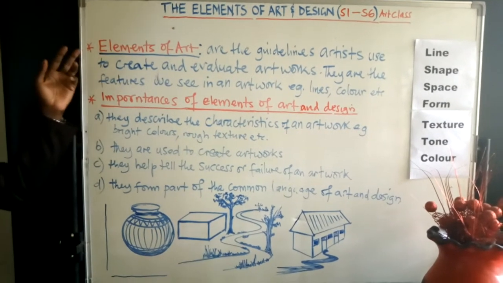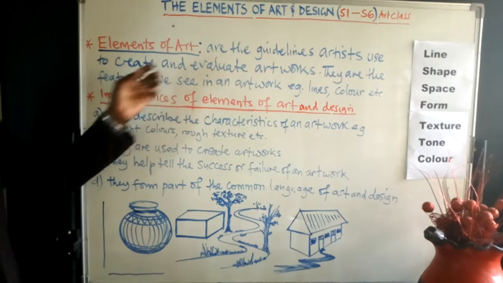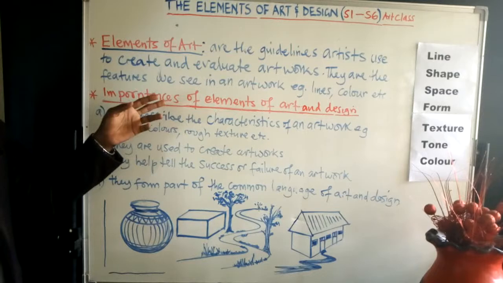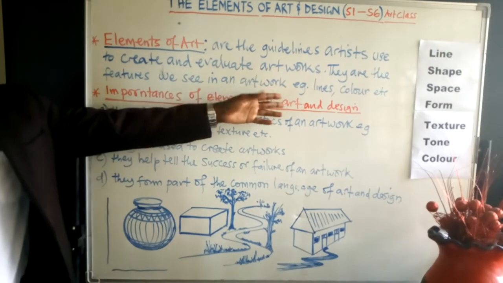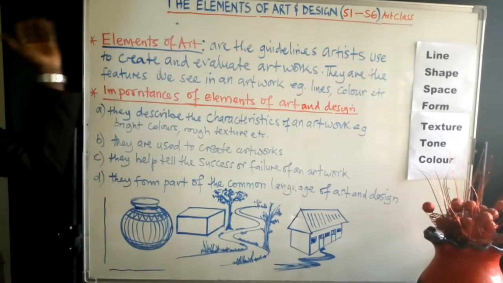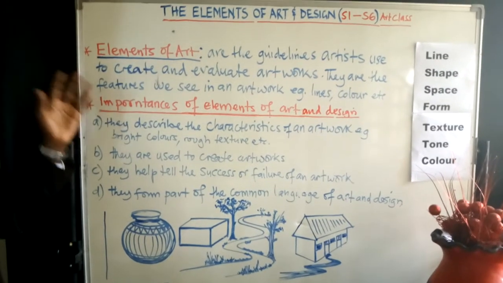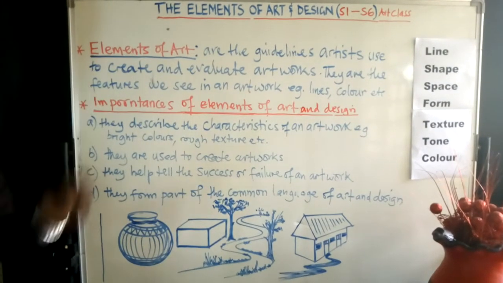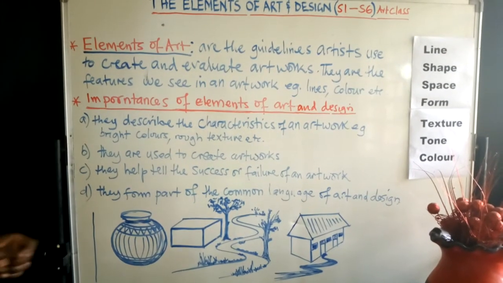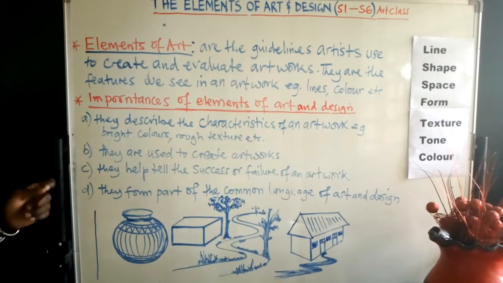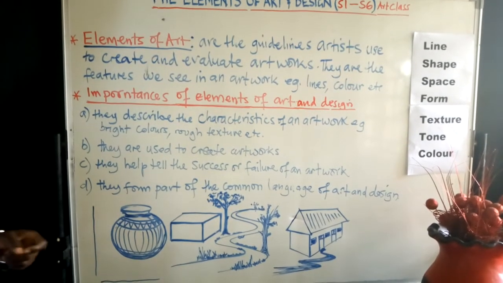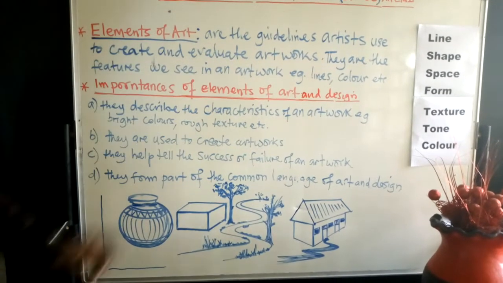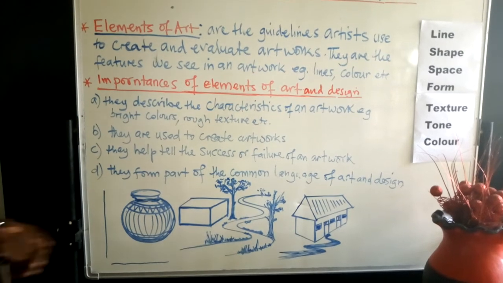Now, to begin with, we are saying elements are the guidelines artists use to create and evaluate artworks. They are the features we see in an artwork. I've given an example, lines and color. What you need to know is that every artist uses these elements. You cannot create an artwork minus using those ones. And what you also need to know is that for us artists, we communicate through visual symbols. We don't use words. Those are the things that we refer to as the visual symbols that we are looking for in the work.